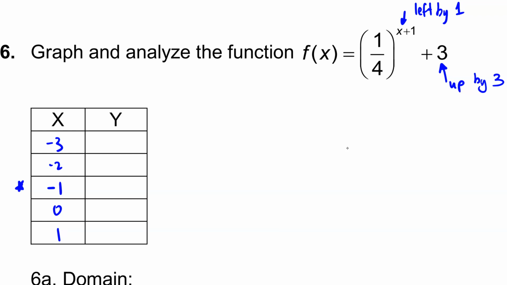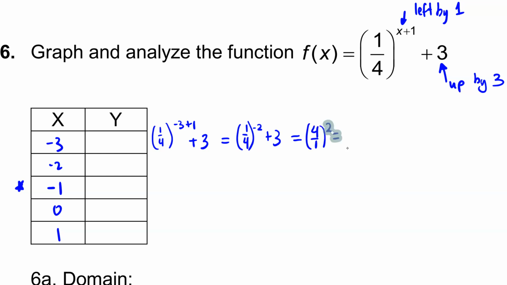Okay, so let's go through and find it. So I have 1/4 to the -3 plus 1, and then plus 3. Whew. 1/4 to the -2 plus 3. Okay, 1/4 to the -2 is the same thing as 4/1 squared. 4 squared is 16. 16 plus 3 is going to be 19. That's off our graph. Wow, not helpful. Let's try the next one.